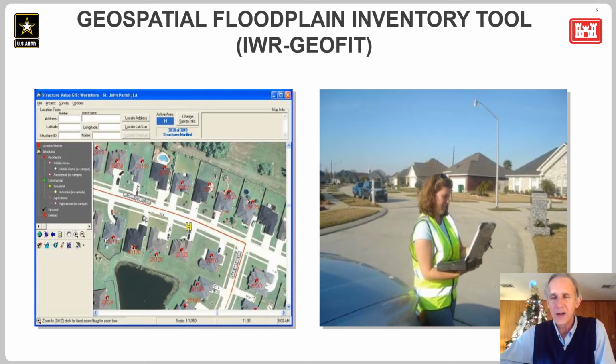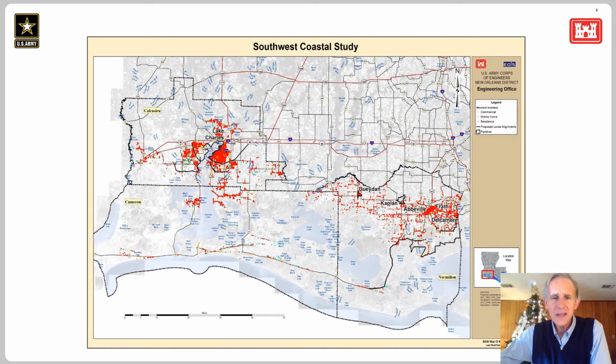Every home was driven by; we had contractors out there. It took two months, I think, for a few teams to inventory all 52,000 structures. And here is the inventory shown in the GIS, and again, you can see the concentration of structures around the Lake Charles area, and then around the Abbeville area to the east.